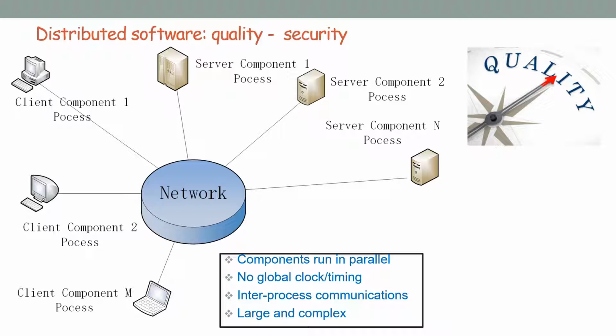Third, importantly, these components communicate through interprocess communications. Lastly, these software systems are usually very large and complex. All of these are characteristics of distributed systems.